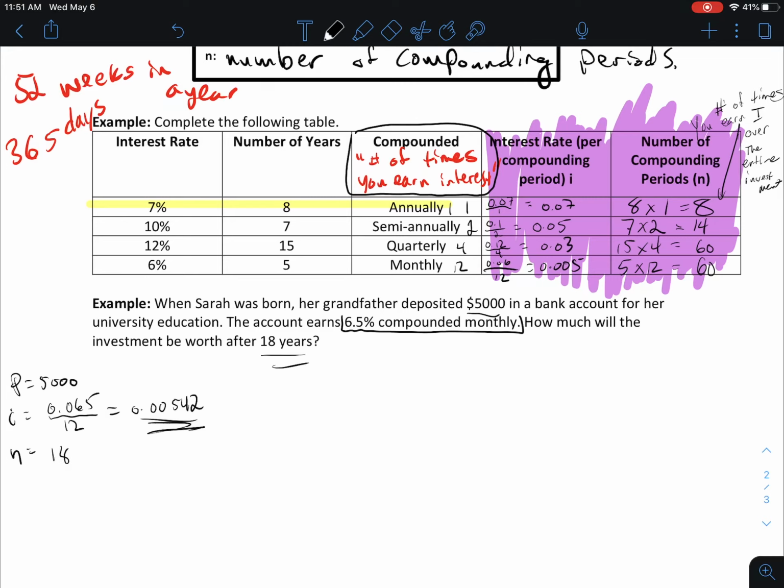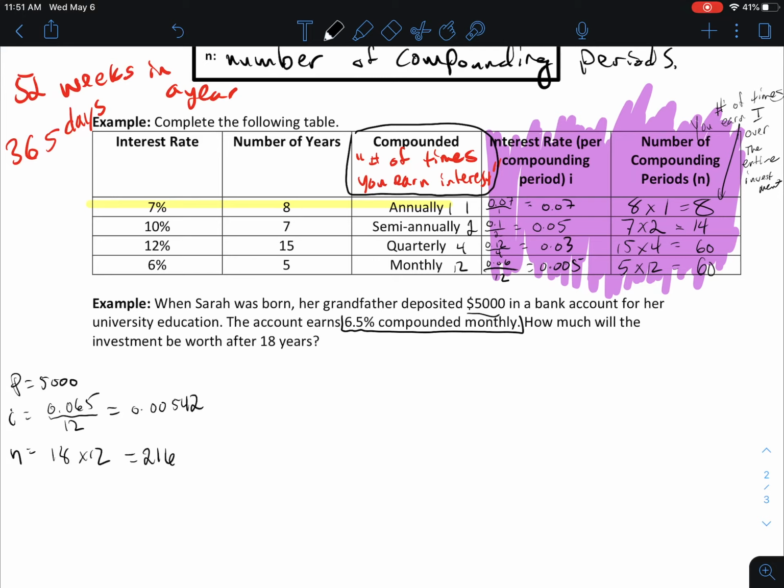Now N is going to be the number of times that this happens over the investment. So it's in there for 18 years, so you're going to take 18. How many times is it going to be compounded? 12.